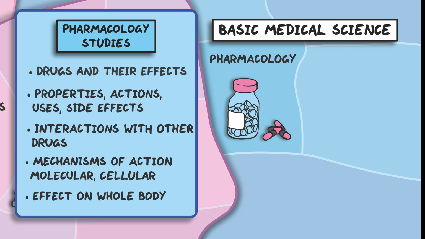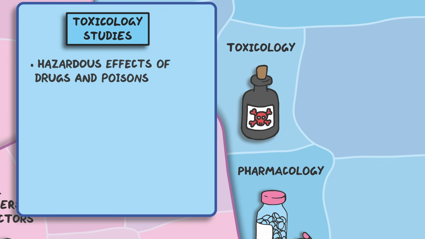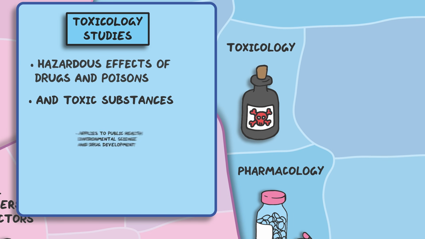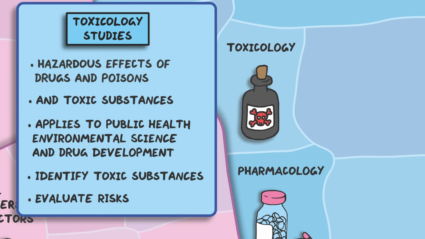An important subdiscipline of pharmacology is toxicology, which studies the hazardous effects of drugs, poisons, and toxic substances like industrial chemicals, pesticides, and pollutants on the body. Research in toxicology has many applications in public health, environmental science, and drug development. Toxicologists play an important role in identifying and characterizing toxic substances, evaluating the risks associated to exposure to these substances, and developing strategies to mitigate those risks.